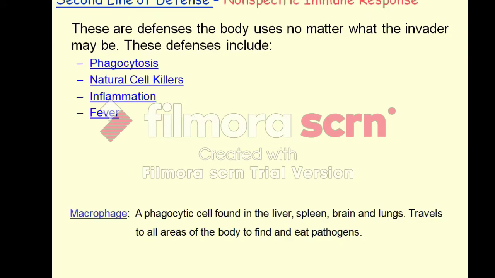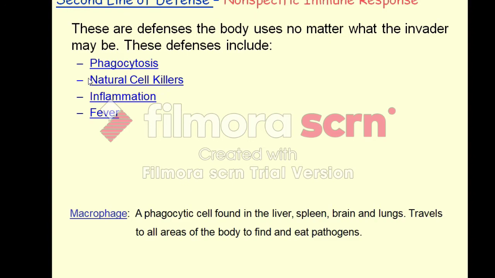Moving on to the second line of defense, which is called the non-specific immune response. These are defenses the body uses no matter what the invader may be. These defenses are actually deployed once the invader invades the body. The defenses include phagocytosis. That is when the body deploys or releases phagocytes. Phagocyte is a Greek word, the first part, phagein, meaning to eat, and cyte meaning cell. Now, these cells ingest or eat the pathogens or the invaders.